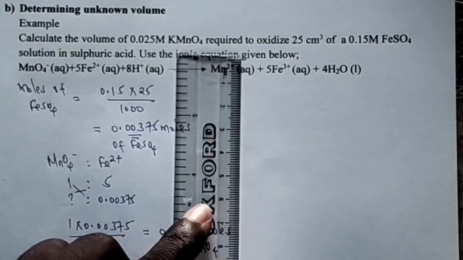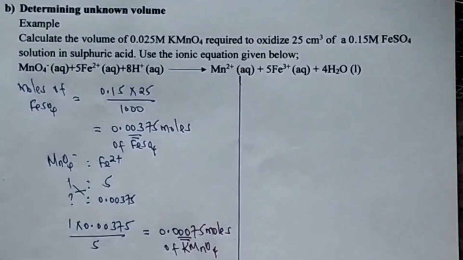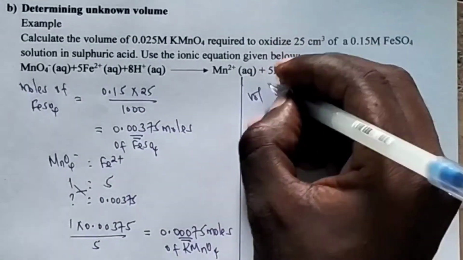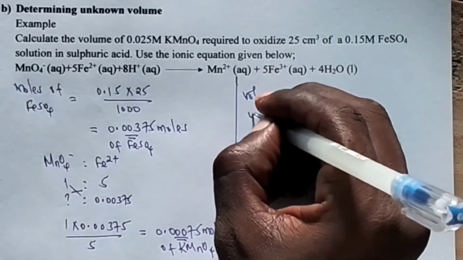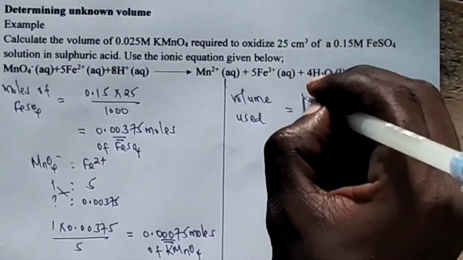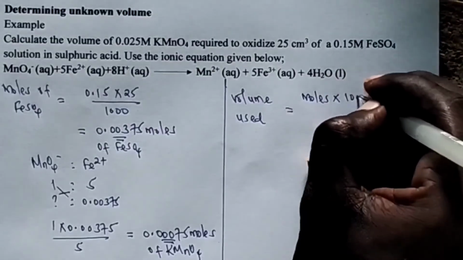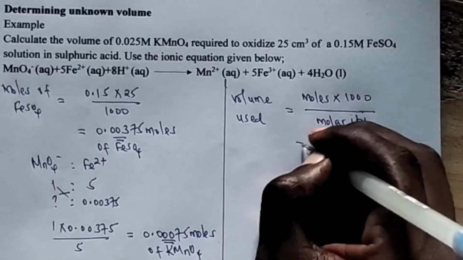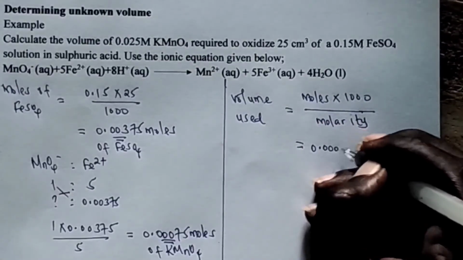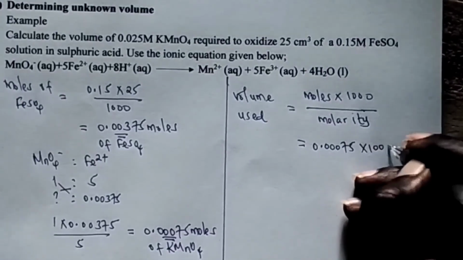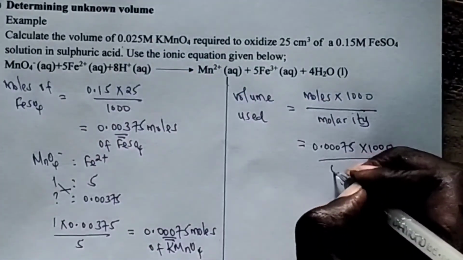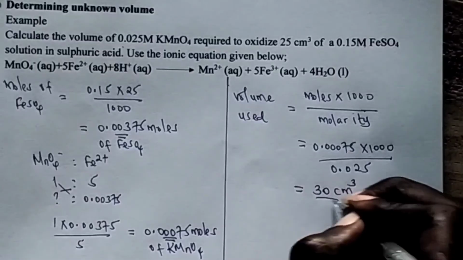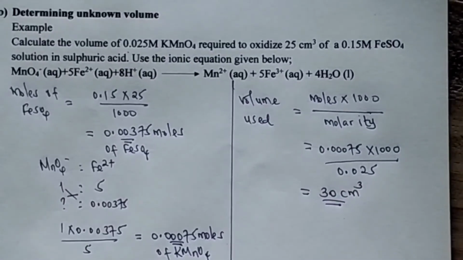So if we have the number of moles, how are we going to get volume? Because remember, we have also the molarity of potassium manganese 7. So we are going to say volume used will be equal to moles times 1000 divided by molarity. That will be the formula that we are going to use. The moles we have gotten, 0.00075 multiplied by 1000, which is in the formula, divided by the molarity of potassium manganese 7, which is 0.025. Here we are going to get 30 centimeter cube. That will be how we are going to get the volume of potassium manganese 7.